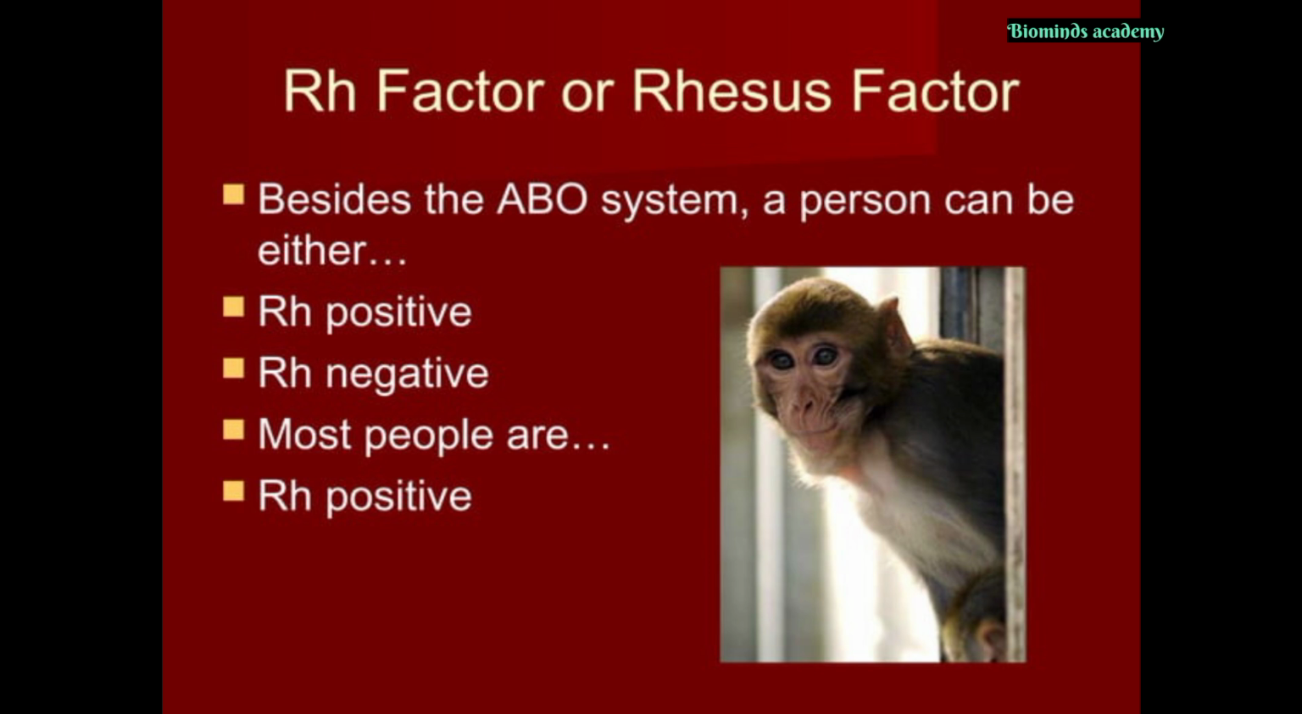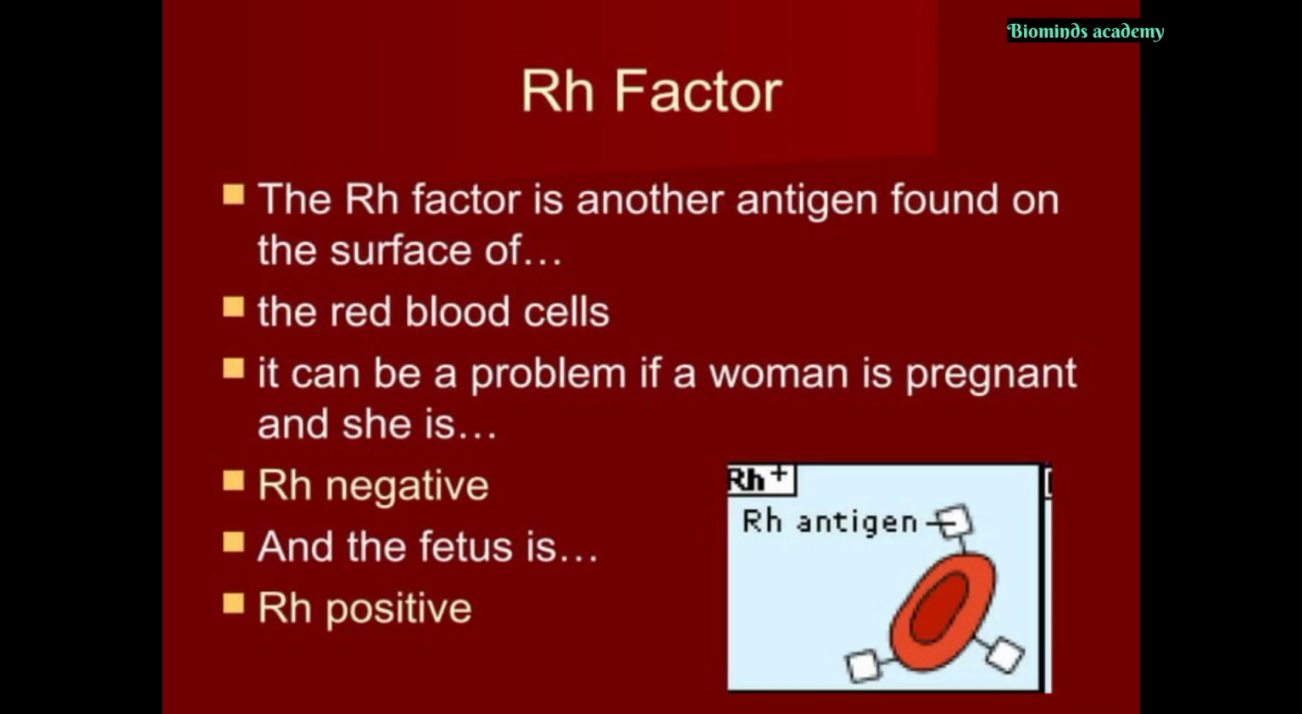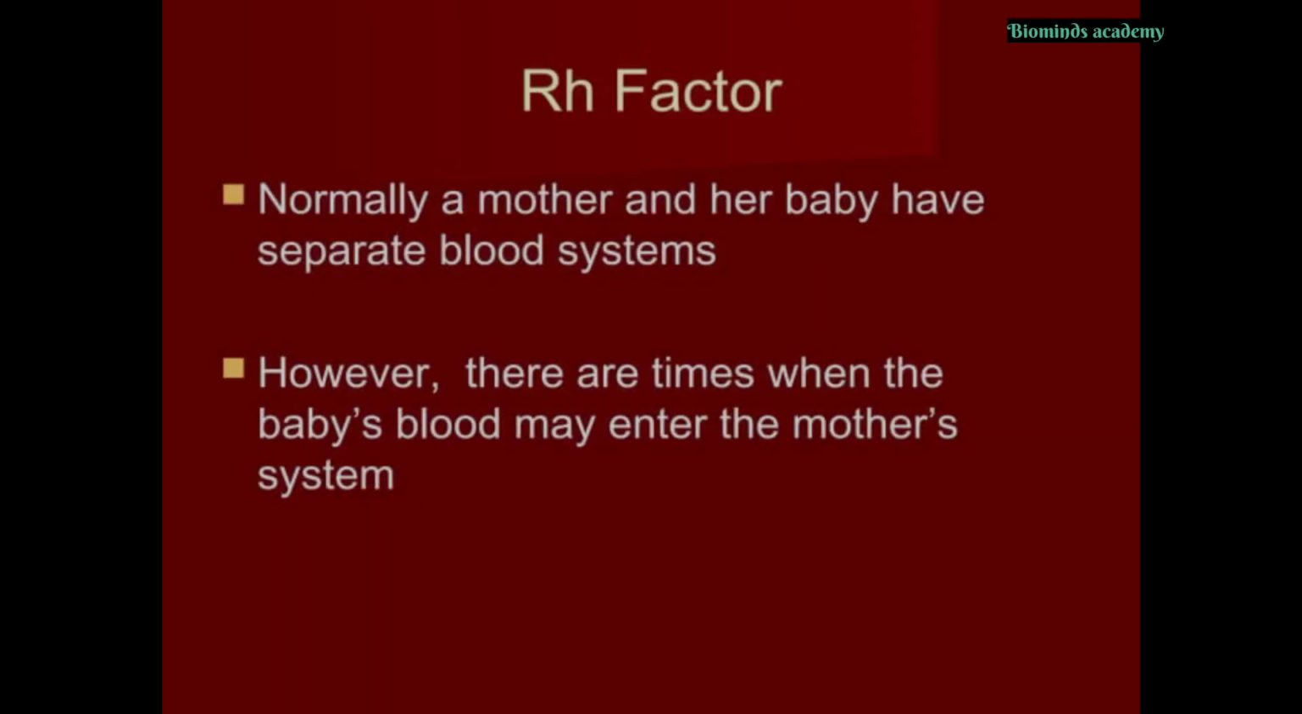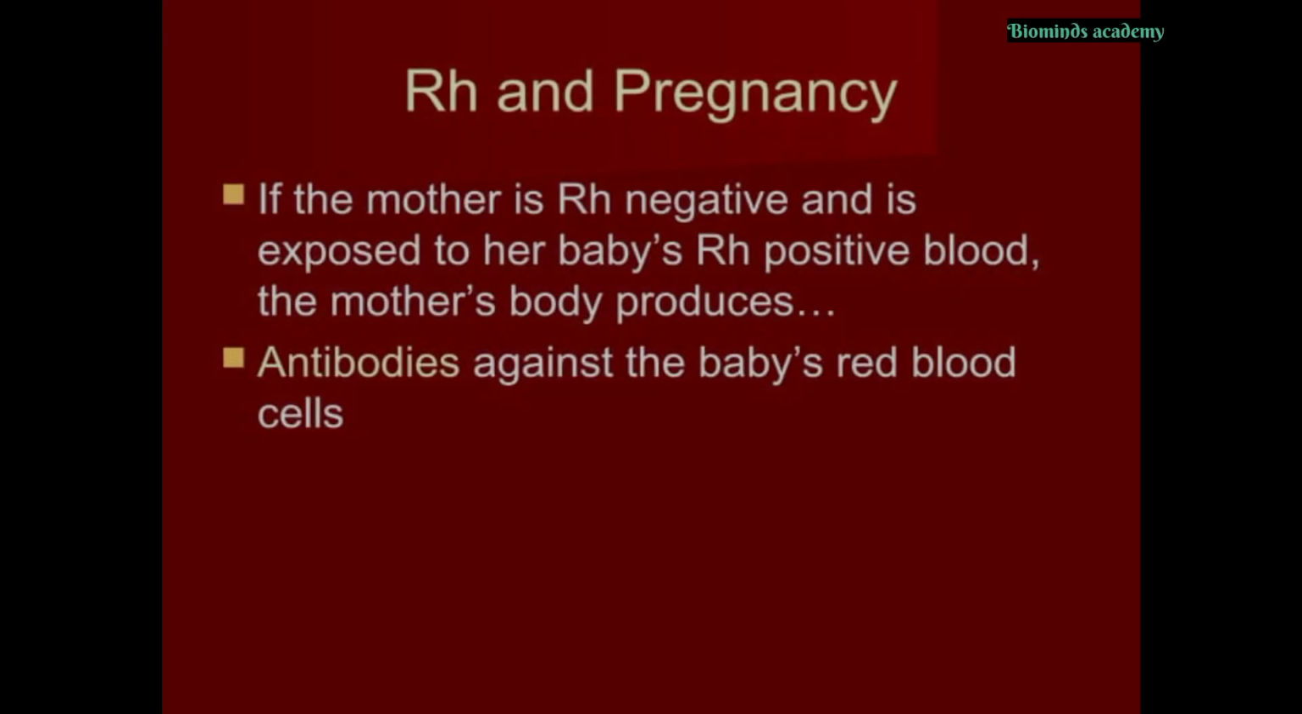Then the RH factor, or the rhesus factor. Besides the ABO system, a person can either be RH positive or RH negative. Most people are RH positive. The RH factor is another antigen found on the surface of the red blood cells. It can be a problem if a woman is pregnant and she is RH negative and the fetus is RH positive. Normally a mother and her baby have separate blood systems, but sometimes the baby's blood may enter the mother's system, and it may affect her.